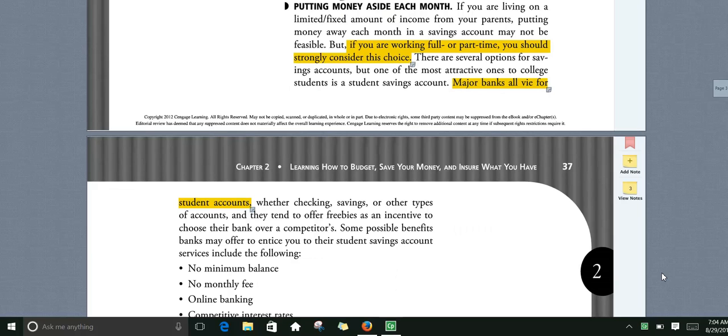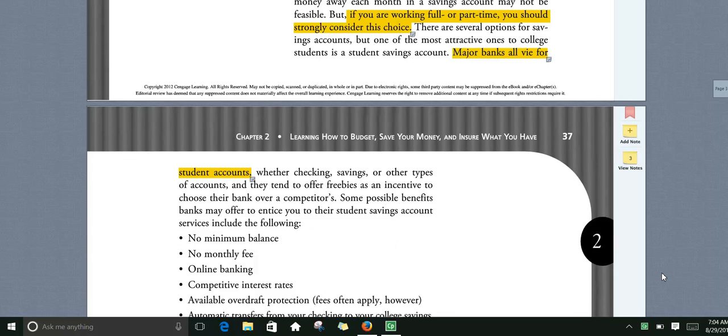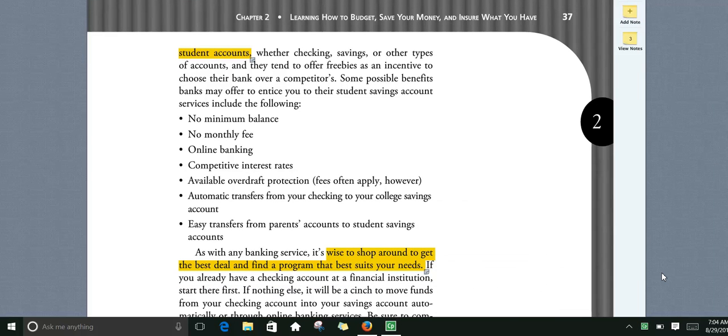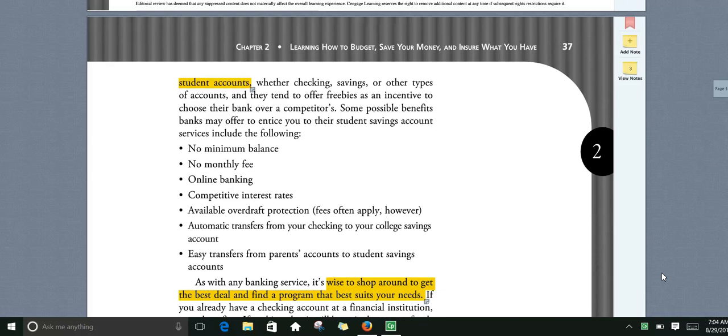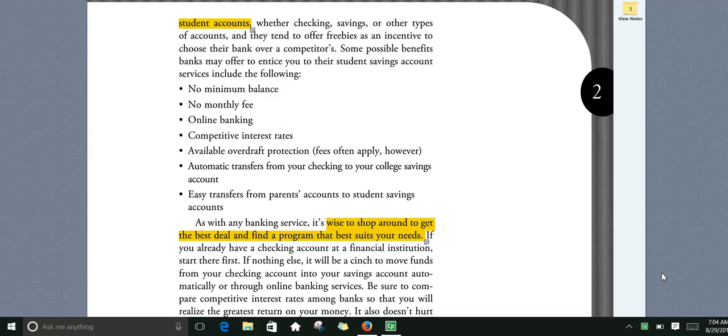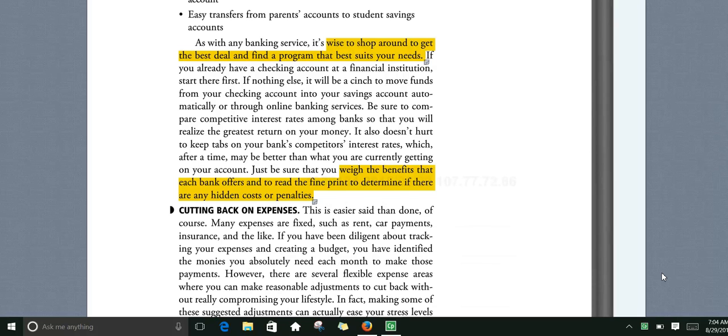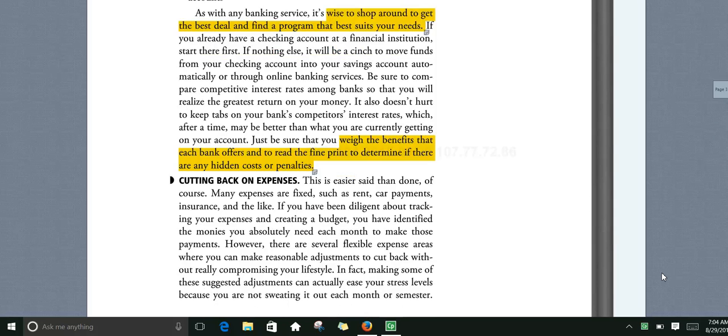And also shop for your banks. Major banks all vie for student accounts. So you want to look for banks that may have no minimum balance, no monthly fee, online banking, etc. Do shop around for your bank. Weigh the benefits that each bank offers and read the fine print to determine any hidden costs.